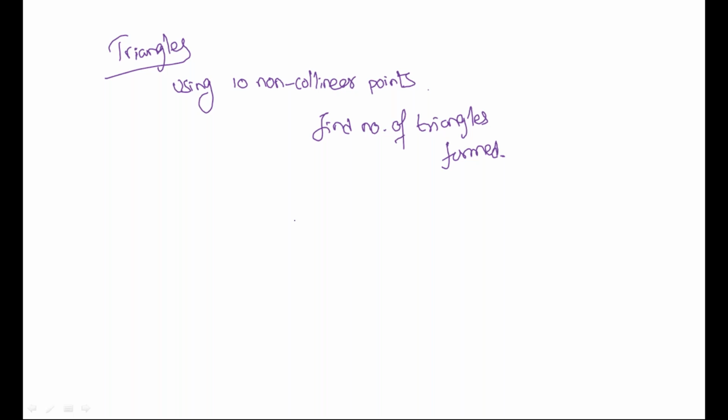For a triangle, we require 3 non-collinear points. If 3 non-collinear points are there, joining them will give one triangle. One triangle can be formed. Is it?